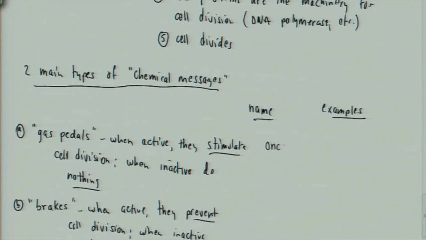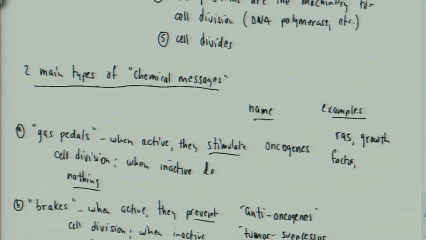And we're going to meet a whole bunch of examples of these. So there's a gene called RAS, there's growth factor, and etc. There's several other ones here. And there's an important one called P53. So that's gibberish now. It will make more sense in a few lectures. But this is a very important distinction.